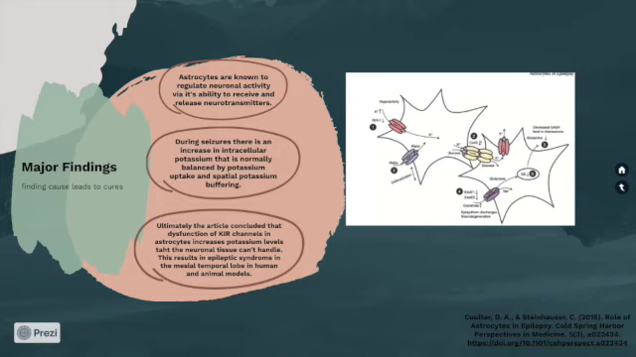What this picture is showing is that there is an abnormal KIR channel. And what is happening is that this is allowing the extracellular potassium levels to increase to a point where the neuronal tissue cannot handle it. This results in epileptic syndrome in the mesial temporal lobe in human and animal models.